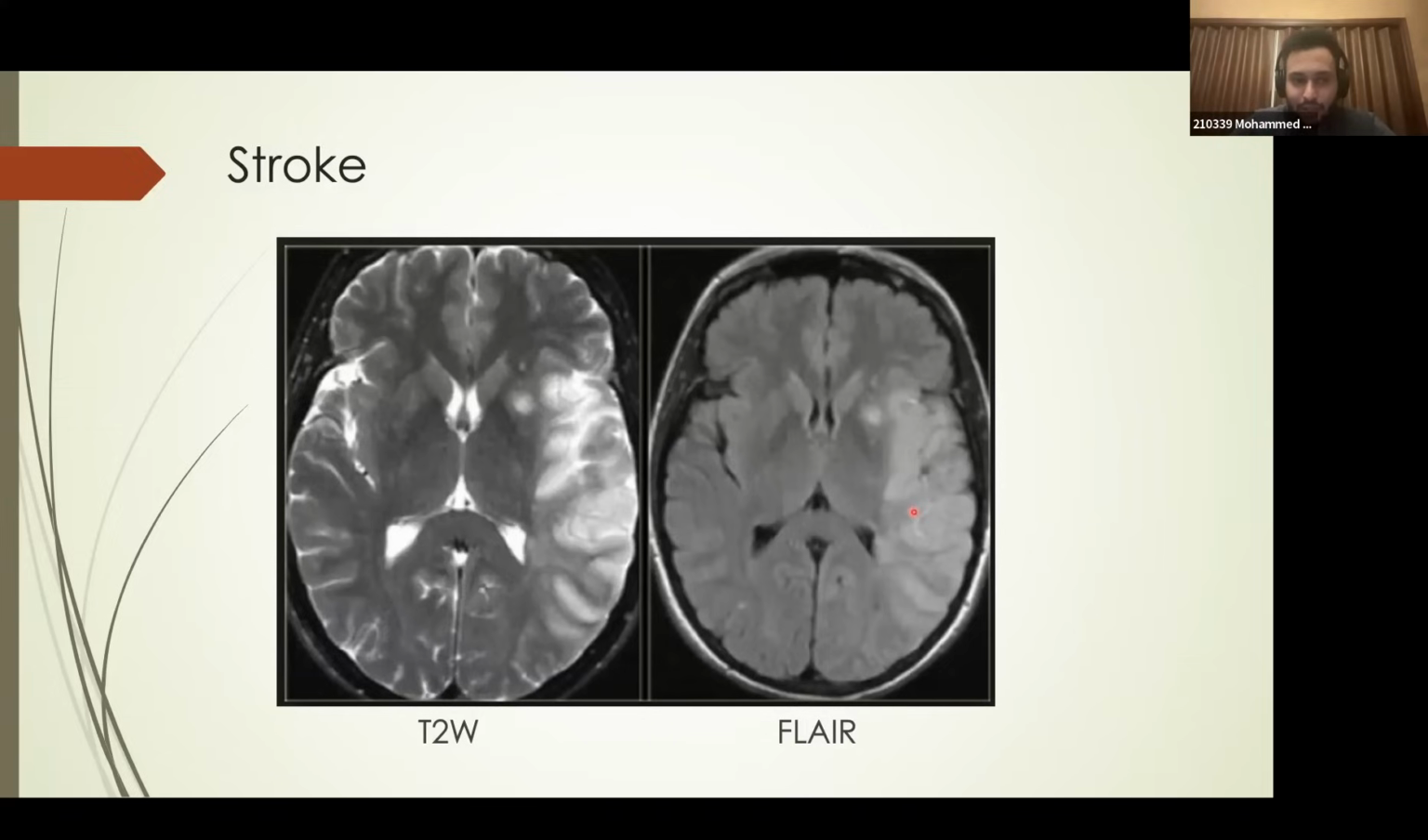Do you guys understand FLAIR? Okay, I'm going to repeat FLAIR one more time. In FLAIR, you're basically stopping the pickup of signals coming from any flowing fluid, and any fluid that is in stasis, which is basically not moving, will appear bright. That's what FLAIR is.